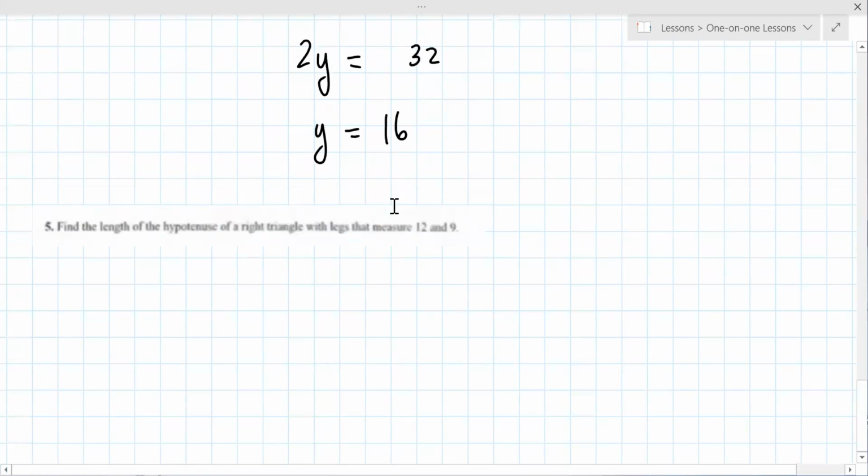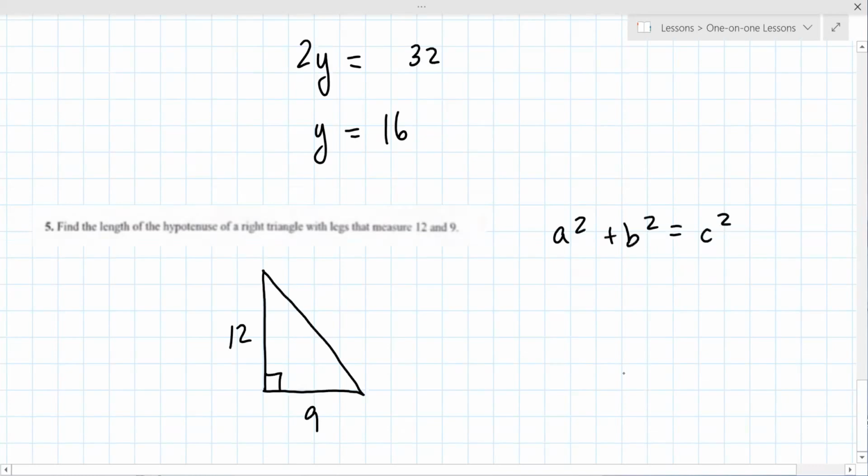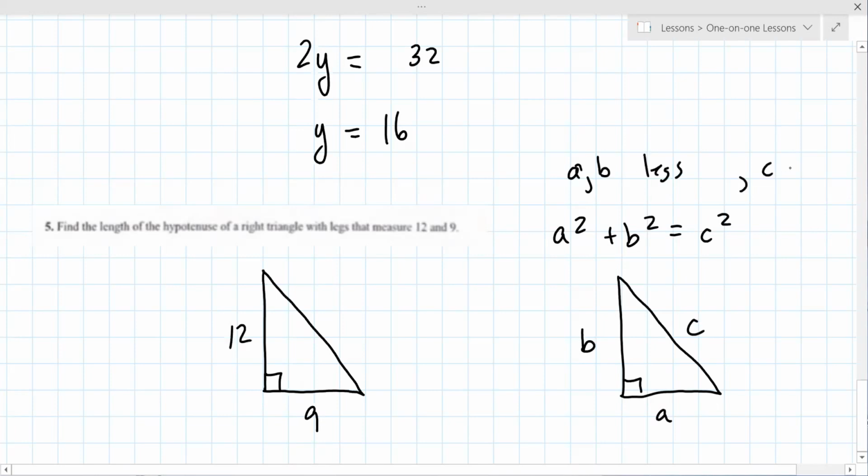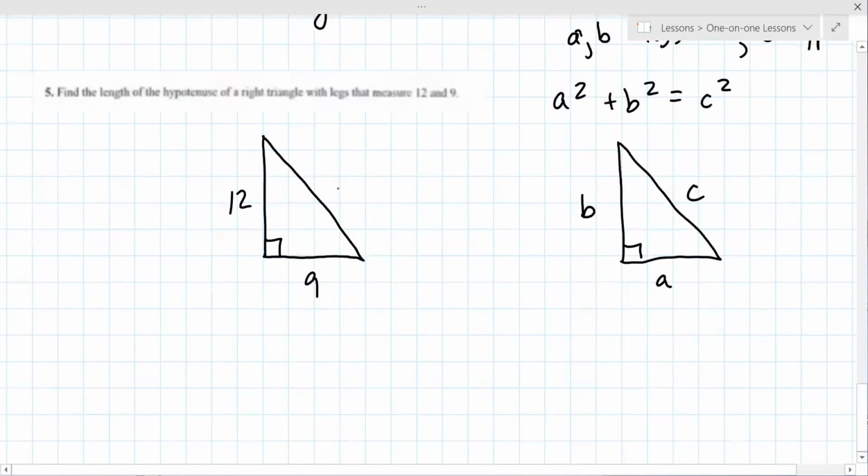Find the hypotenuse of a right triangle with legs that measure 12 and 9. So here is our right triangle, and here's a leg that's 9, here's a leg that's 12. The Pythagorean theorem says a squared plus b squared equals c squared. Your legs are a and b, and c is your hypotenuse. The a and b have to be your legs, and c is always your hypotenuse. So we can use that here. We're trying to find the hypotenuse, c.